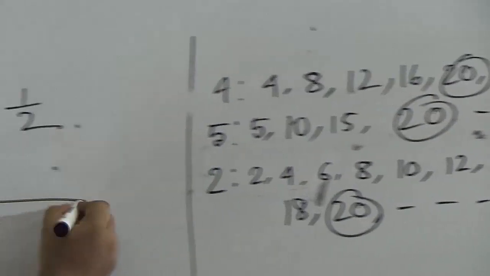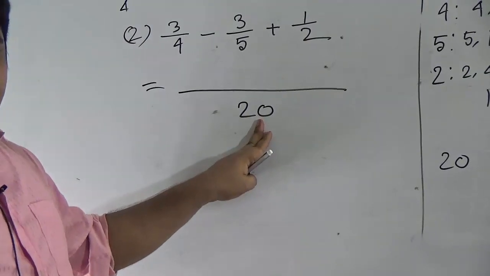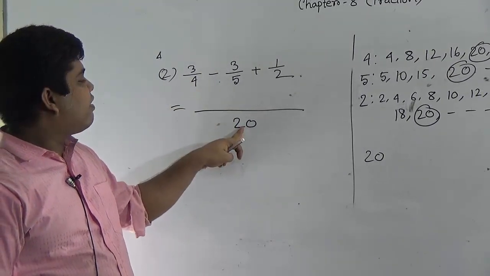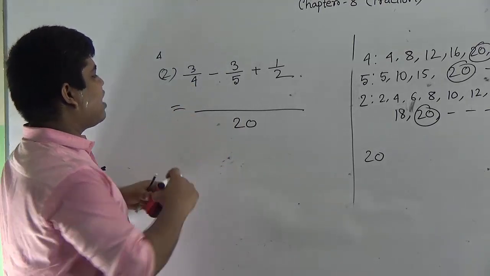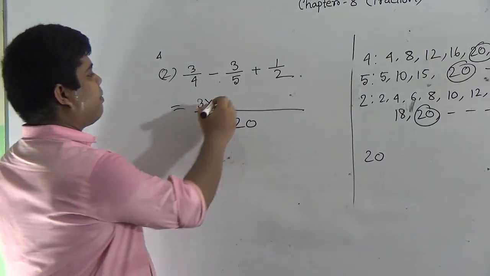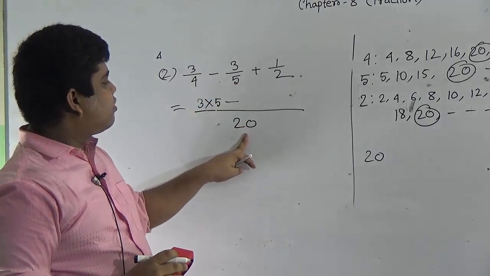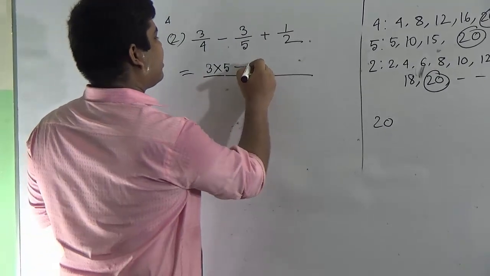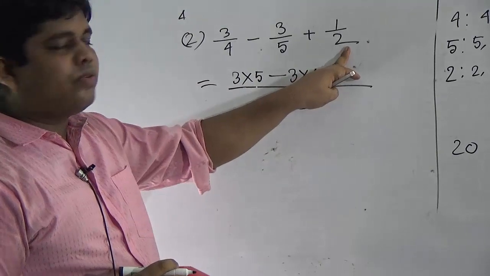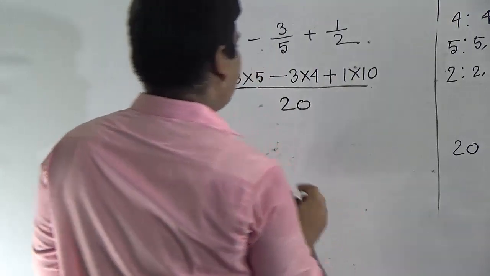Now we write 20. We divide this 20 by 4 and we get 5, because we divide this LCM by the denominator of the first fraction. This 5 is multiplied with the numerator of the first fraction, that means 3 multiplied by 5, minus. We divide this 20 by 5 and we get 4. 4 is multiplied with this 3, that means 3 multiplied by 4, plus. We divide this 20 by 2 and we get 10. 10 is multiplied with this 1 and we get 1 multiplied by 10.